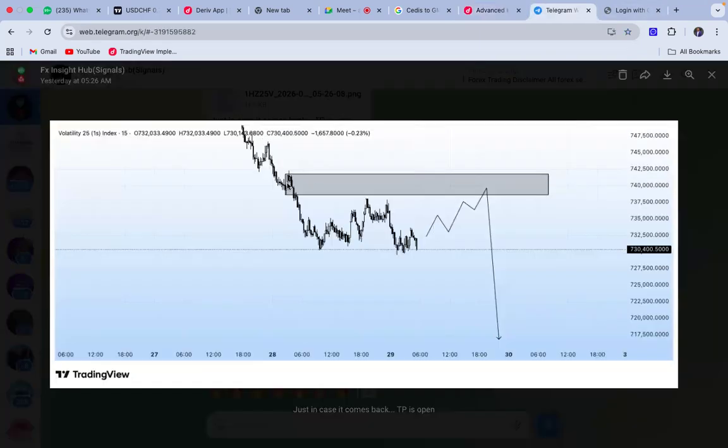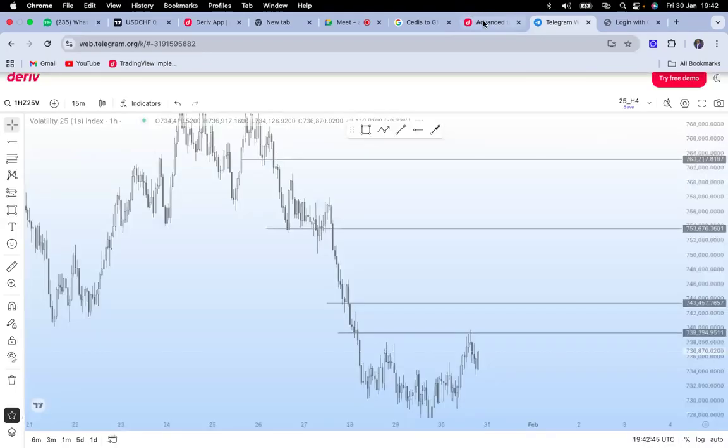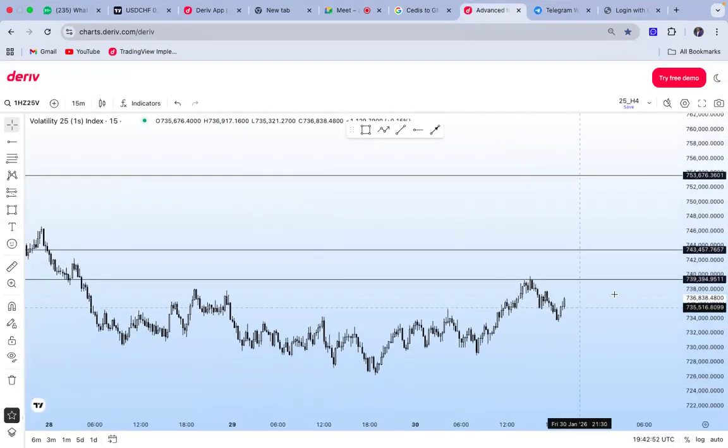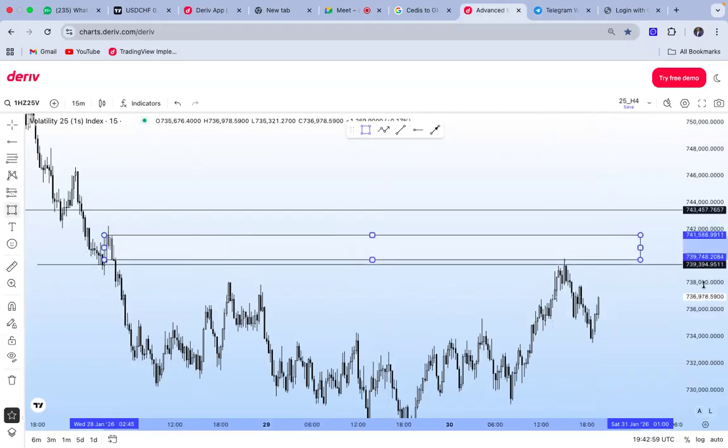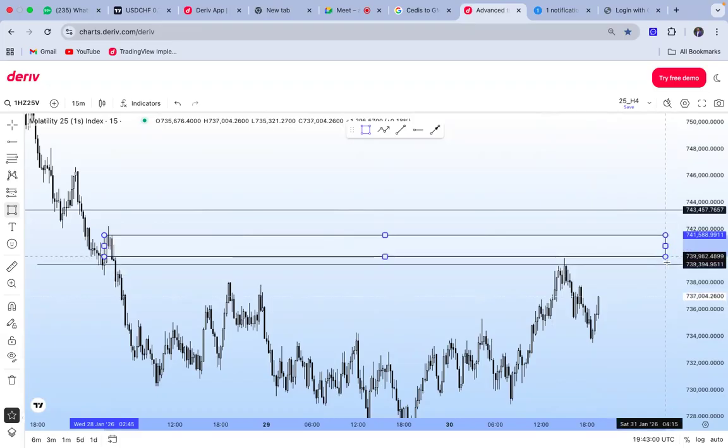So back to this, you see this thing. You see the space, just something small, right? So over here, I'm rather using the 15 minutes reference point. By the way, what I've drawn is called an order block.